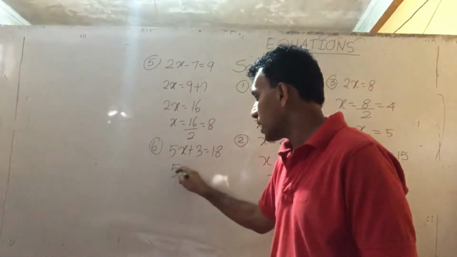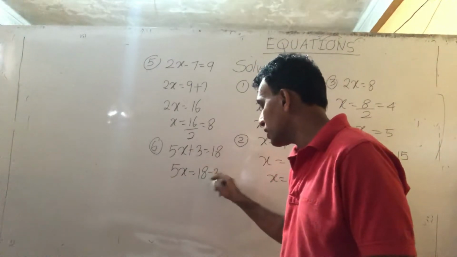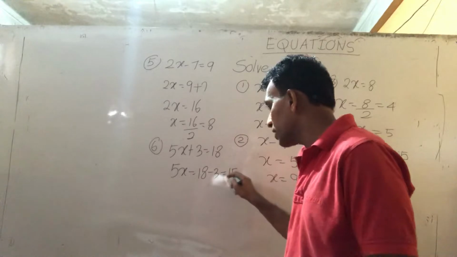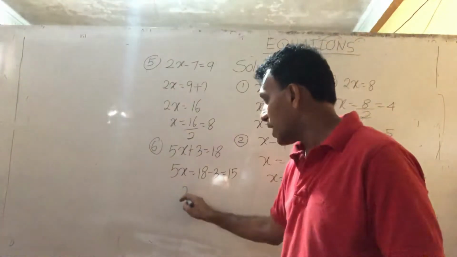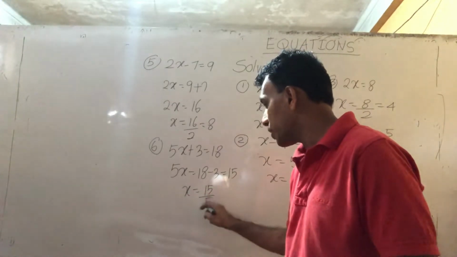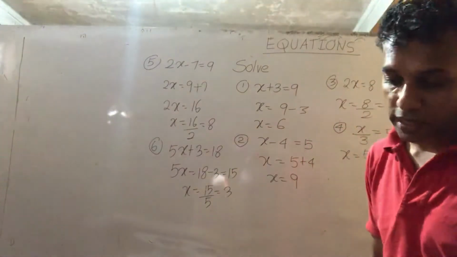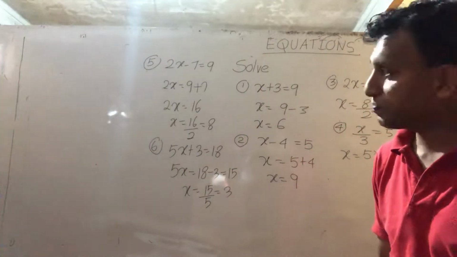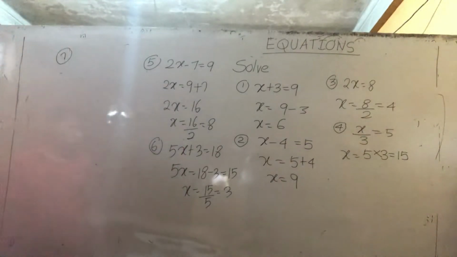So 5x equal 18 minus 3, that is no doubt 15. 5x equal 15, therefore x equal 15 divided by 5, that is 3. X equal 3, x value answer 3. Next question number 7.